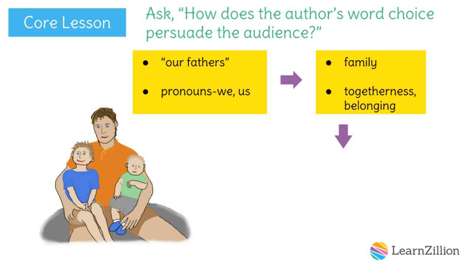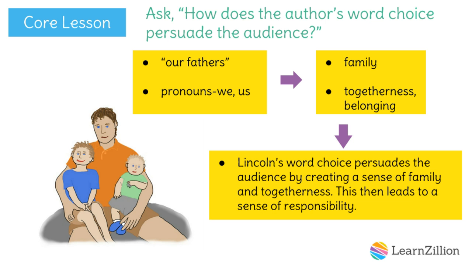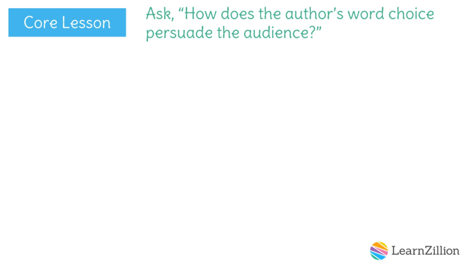The feeling of family and togetherness are very important because when he says, it is for us the living, rather to be dedicated here to the unfinished work, the audience feels like it is truly their responsibility to fight for these ideals he is referring to. Lincoln's word choice persuades the audience because it creates a sense of family, togetherness, and therefore a sense of responsibility.